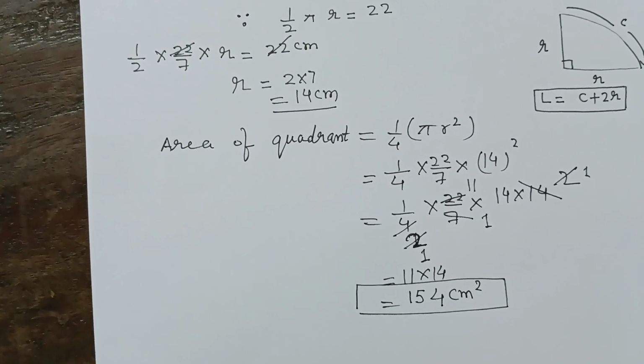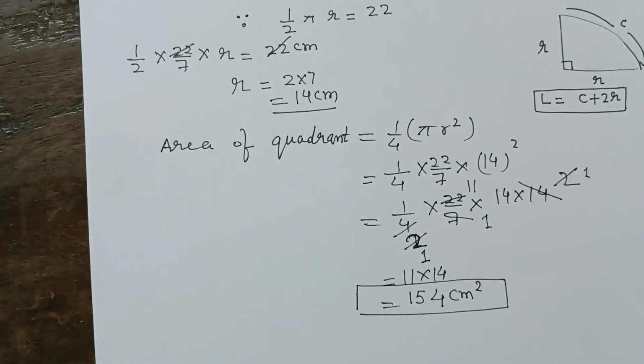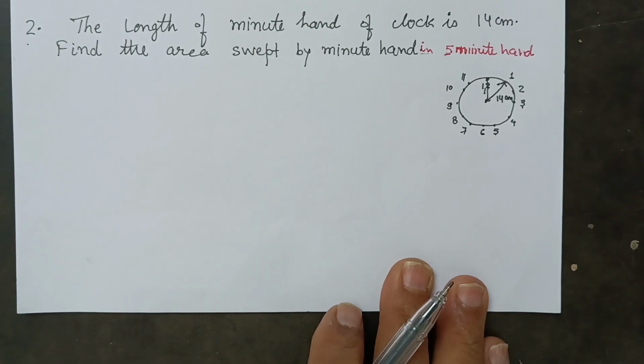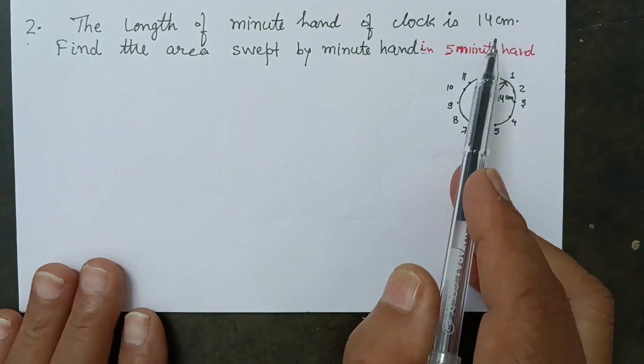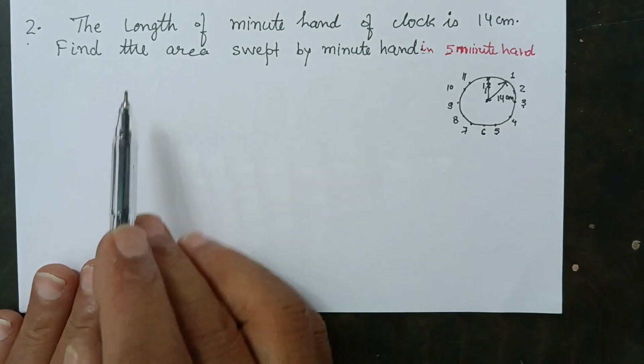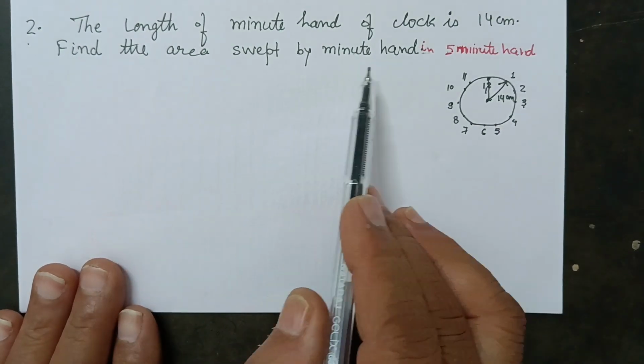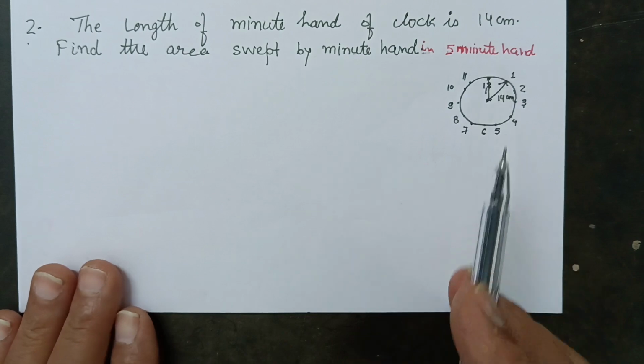Now, let us take another question. Now second question is, the length of the minute hand of a clock is 14 centimeter. Find the area swept by the minute hand in 5 minutes.